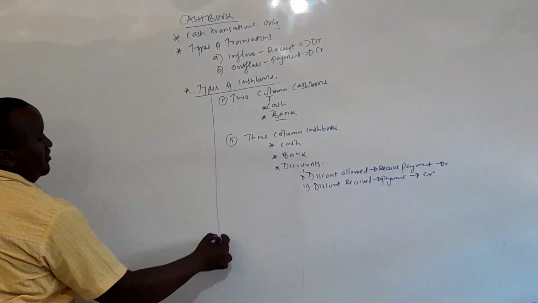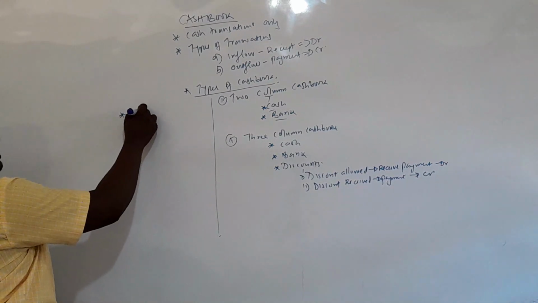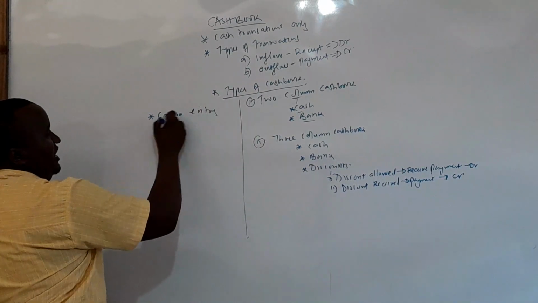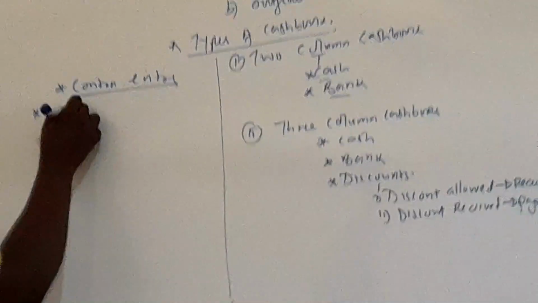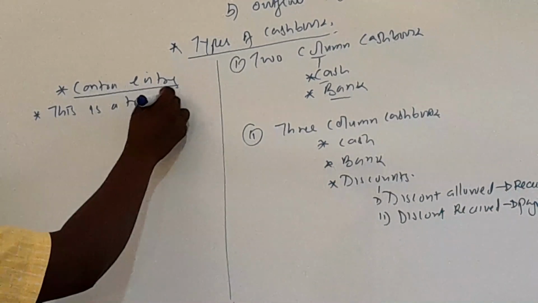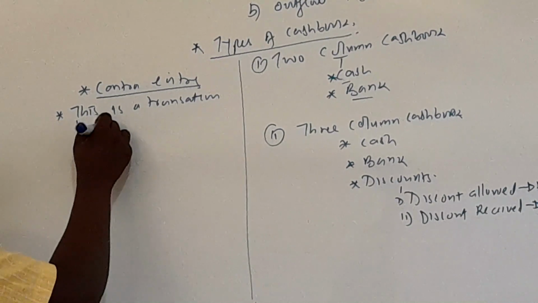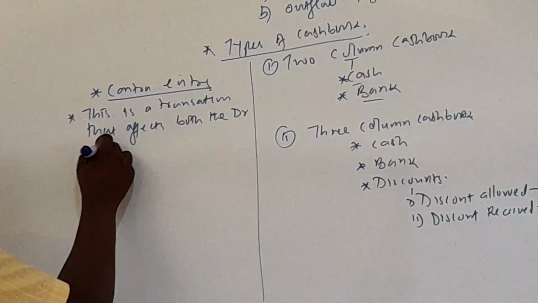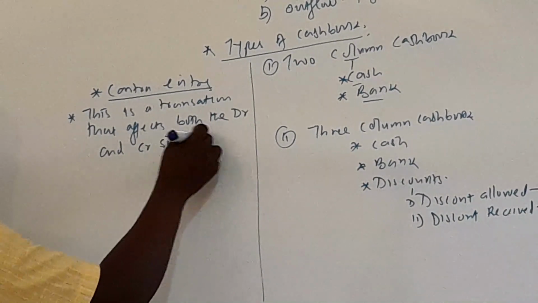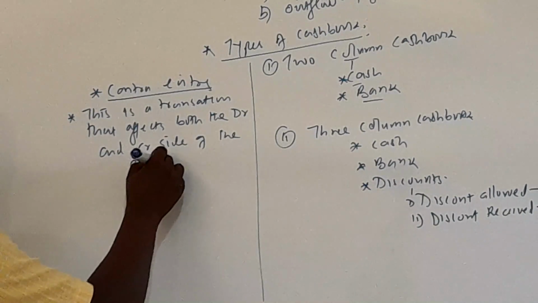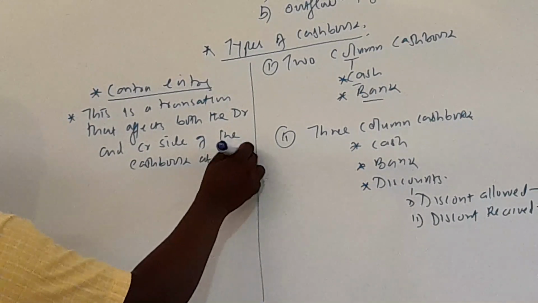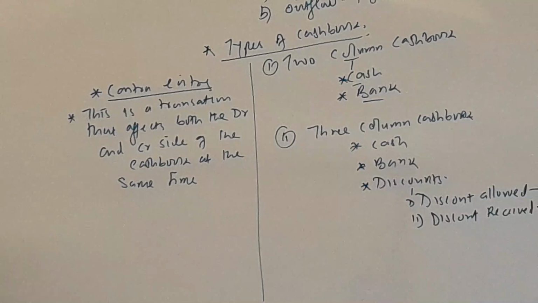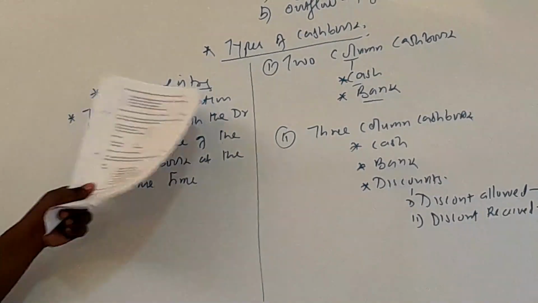The other thing that you should note under these is what we call the contra settlement or contra entry. This is a transaction that affects both the debit and the credit side of the cash book at the same time. That's what we're calling a contra entry.